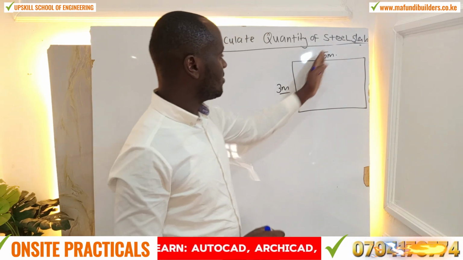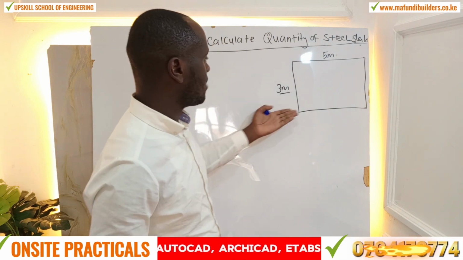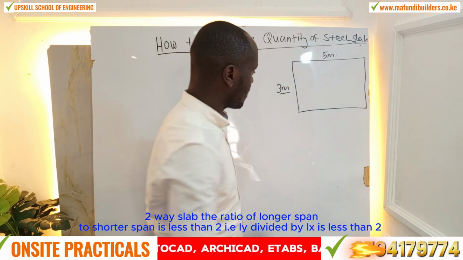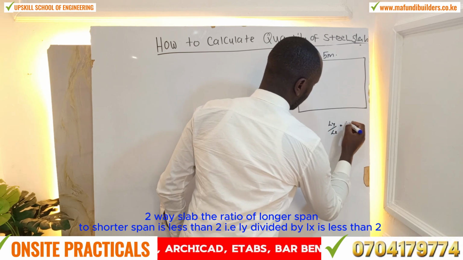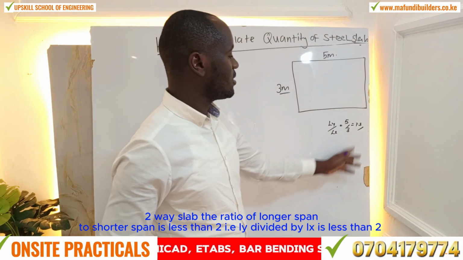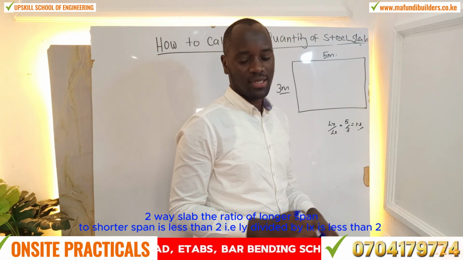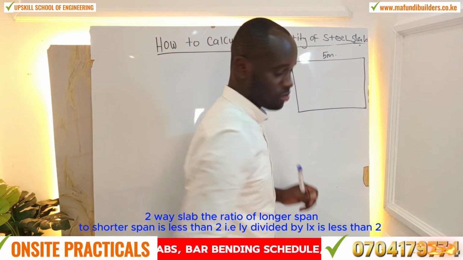Now, this is what we call a two-way slab, right? To know that it's a two-way slab, you say Ly over Lx. So you say 5 over 3, which is 1 point something, which is less than 2. That means it's a two-way slab, but that's not exactly why we are here.